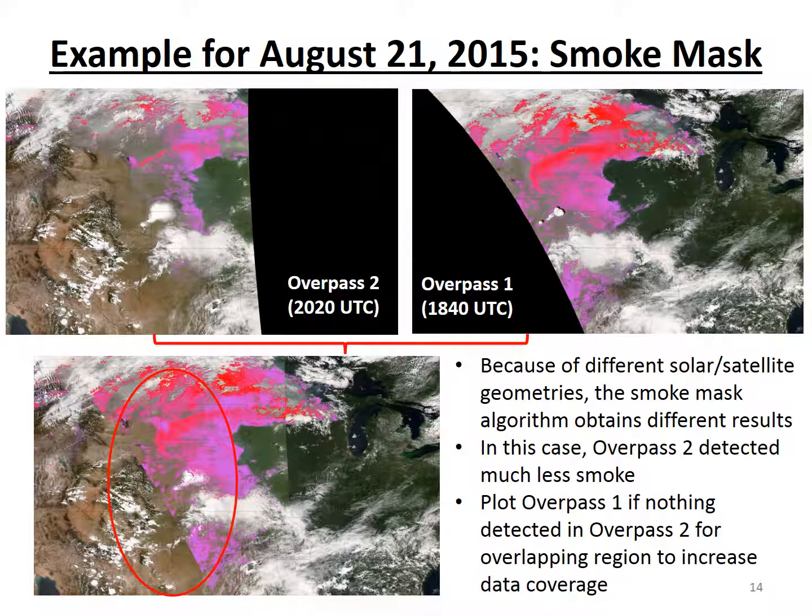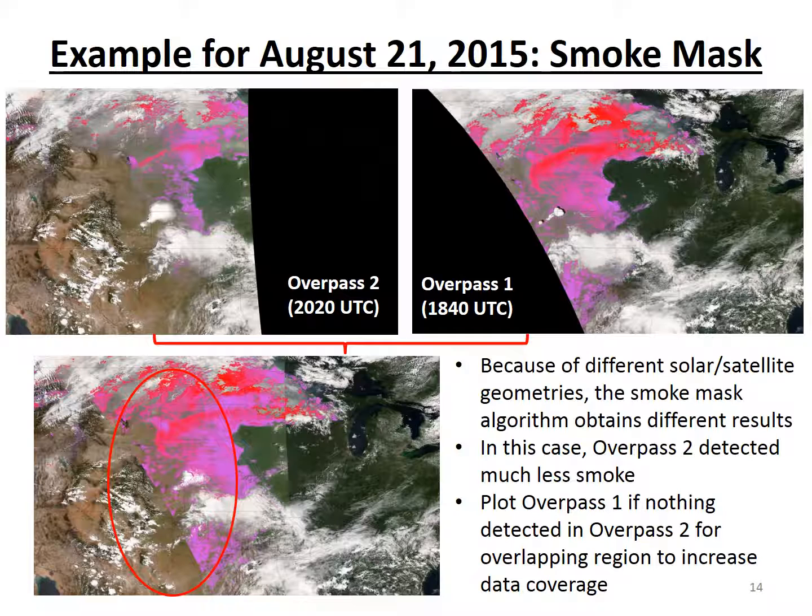But the smoke mask is displayed differently. In this slide, you can see the same two overpasses as in the last slide, but because of the different solar satellite geometries, the smoke mask algorithm obtained different results for the overlapping region. In this case, much less smoke was detected in Overpass 2. eIDEA handles this type of discrepancy by plotting the smoke mask data from Overpass 1 if no smoke mask was detected in Overpass 2. eIDEA does the same thing in cases when AOT data are missing from the previous overpass.